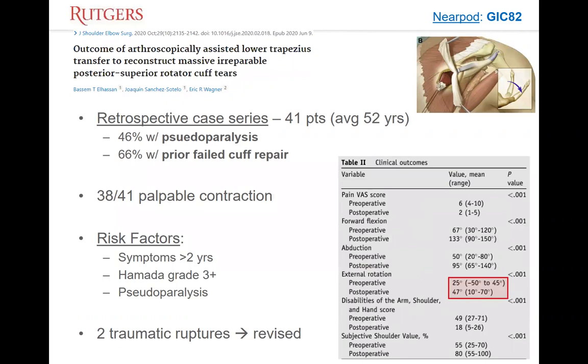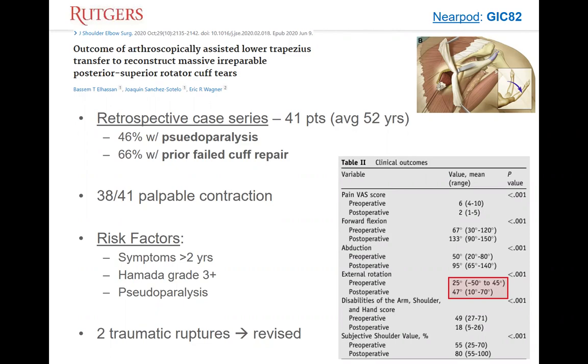This retrospective case series represents the largest cohort of lower trap transfers reported for massive cuff tears. They followed 41 consecutive patients for at least 6 months. Nearly half of them had pseudoparalysis pre-op, with no improvements of motion with the lidocaine injection, and 2/3 of them had a prior failed cuff repair. All patients underwent an arthroscopic assisted lower trap transfer with an Achilles allograft.